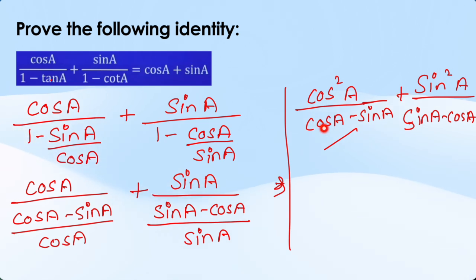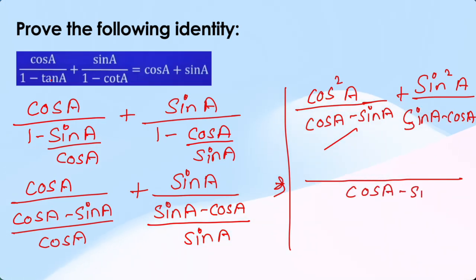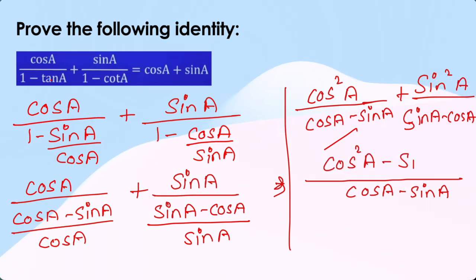Cos B is positive here, here cos is negative. Here sine is negative and here sine is positive. So if I wish to write it in one term like cos A minus sine A, I have to put a minus sign over there, right? Cos square A minus sine square A. Is this clear?